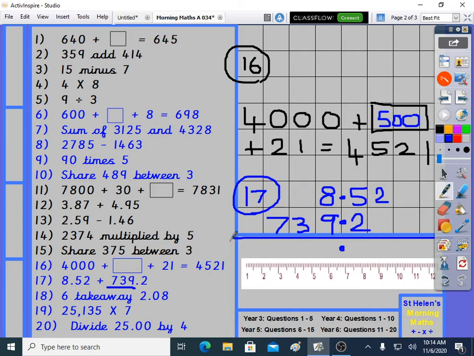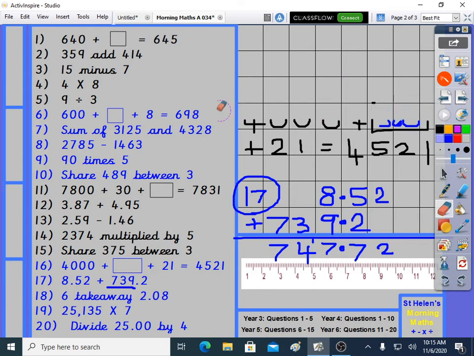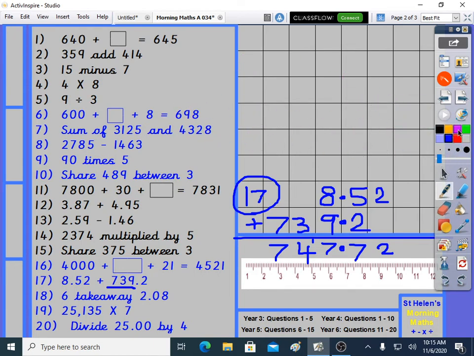This is a plus, isn't it? Just checking. Plus 2, 7, 17, which makes 4 and 7. 747.72. 739 plus 8 would be 747, and then those go together to make 0.72. That's okay. Question 18. You probably notice I check every answer I do, or pretty much every answer I do.